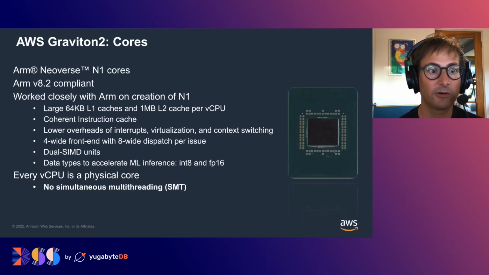We have a coherent instruction cache. We've worked a lot to ensure really low overhead for interrupts and for virtualization so that we could efficiently implement virtual machines in the cloud. It has dual SIMD units, so if you have anything vectorized, you can run that on Graviton-based instances. It also supports a couple of data types that are really specific to machine learning, like int8 and FP16, that allow you to reduce the size of machine learning models and make them faster.